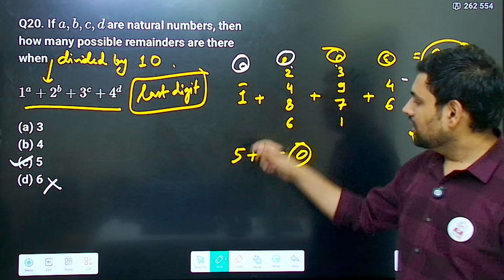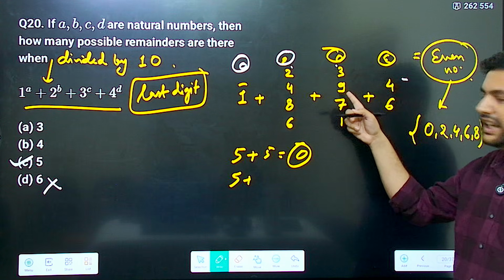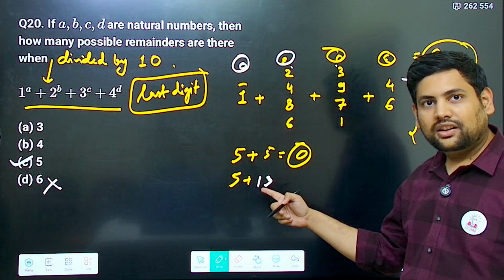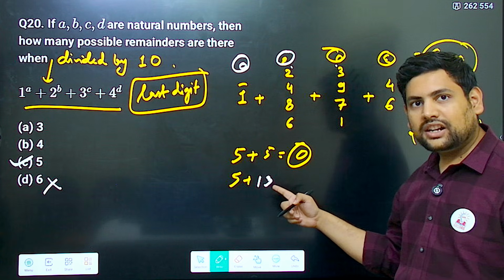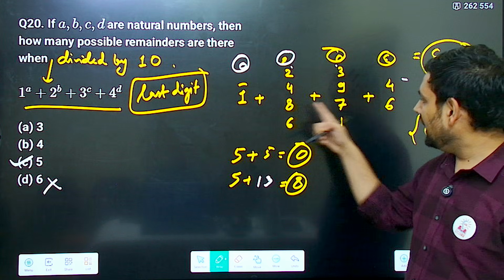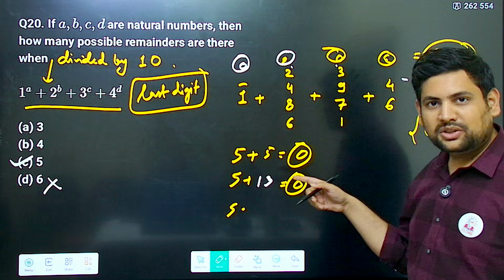Then 5 is already there. Now you take 4. Let's say 4 and 9. 4 and 9 is 13, correct? So 13. Then 13 means what? 3 and 5. So you can get 8 also, correct? Then you can take 8 and 7. So this becomes 15. But this is not much useful to us, correct?